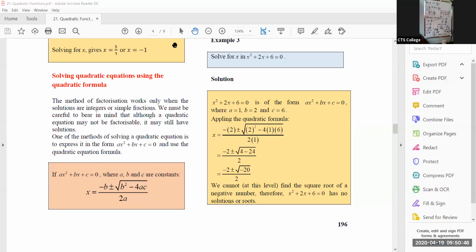So today we are going to be looking at the quadratic formula. Are you familiar with this? Kind of, sir.